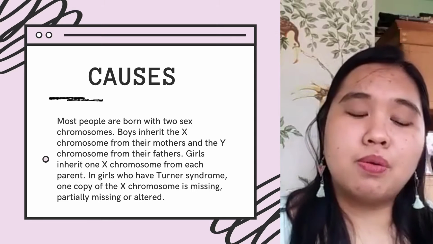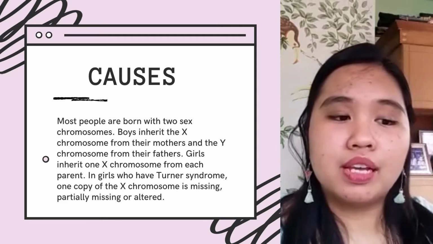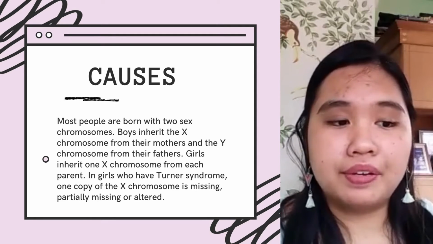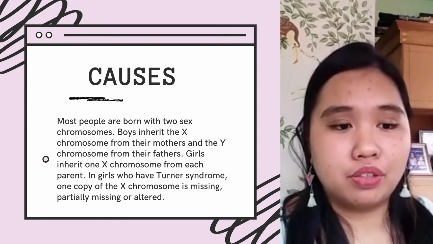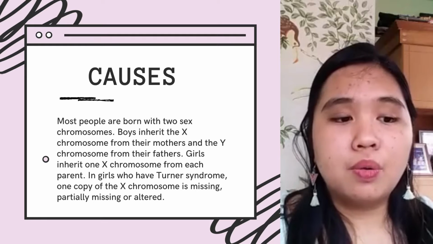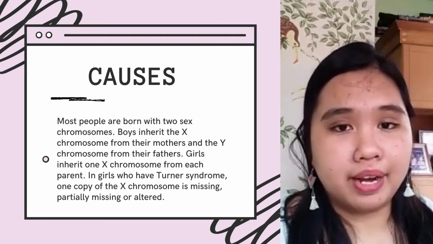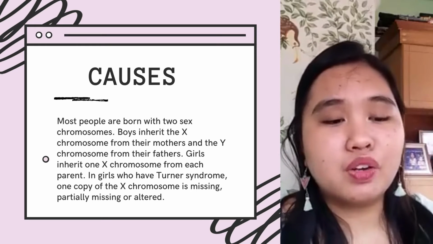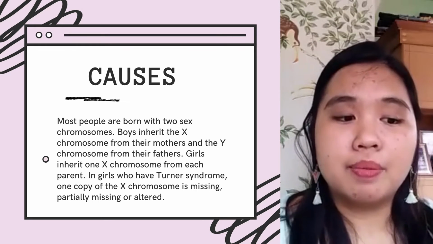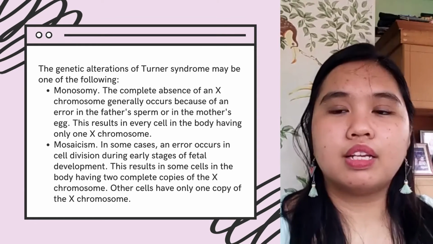For the causes, most people are born with two sex chromosomes. Boys inherit the X chromosome from their mothers and the Y chromosome from their fathers. Girls inherit one X chromosome from each parent. In girls who have Turner syndrome, one copy of the X chromosome is missing, partially missing, or altered.